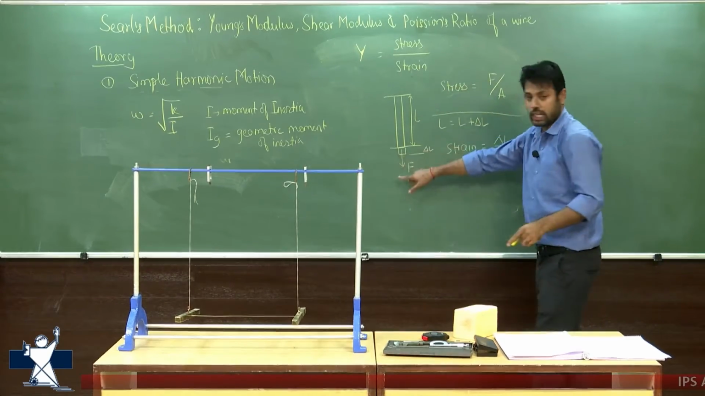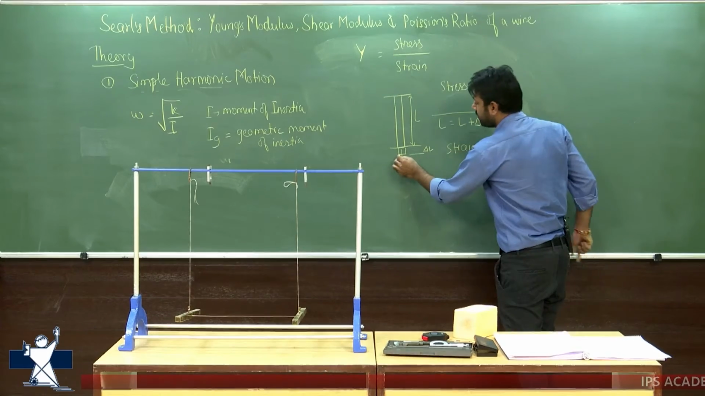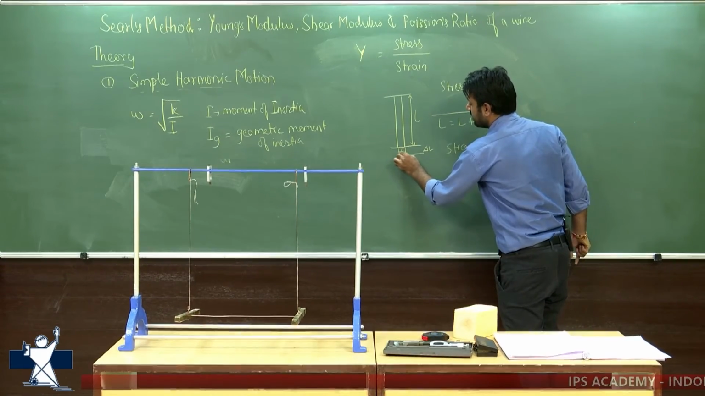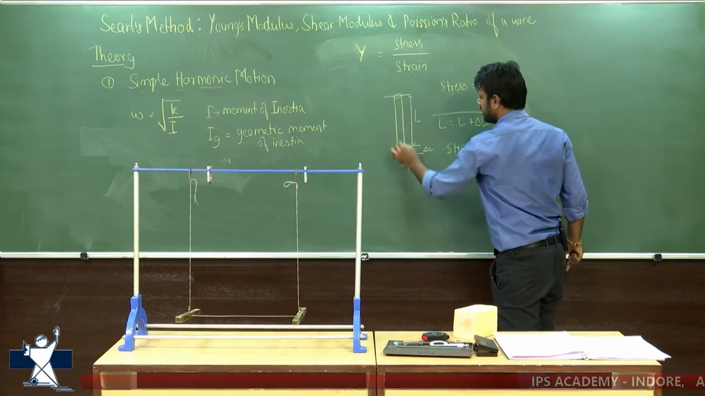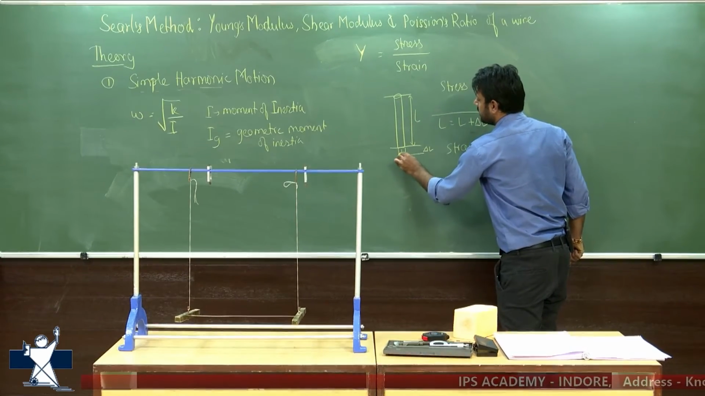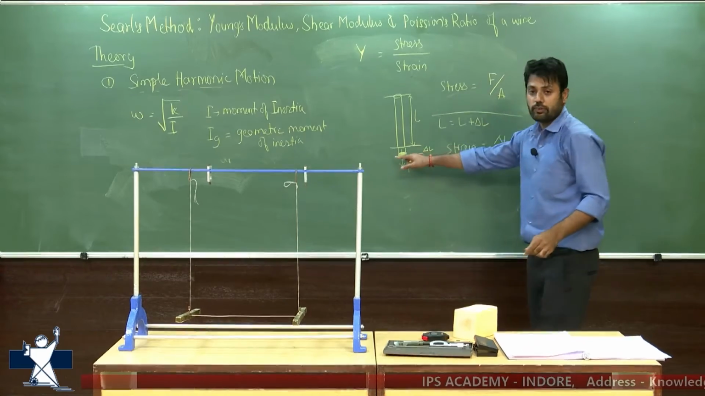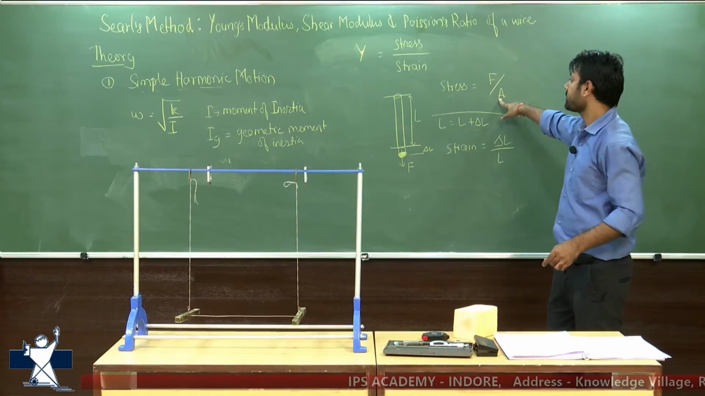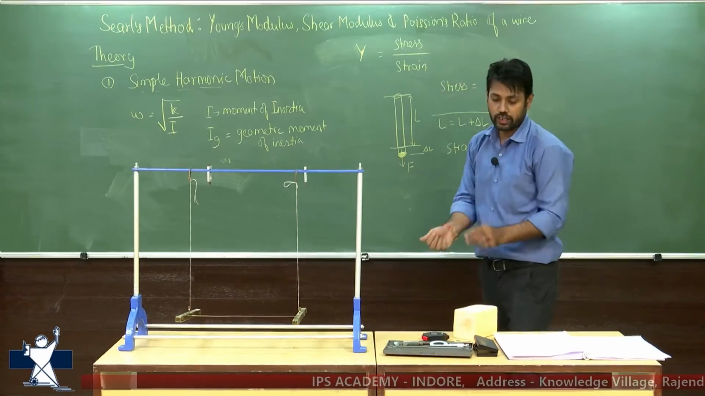So this force we are applying here is applied on this cross section. Let's say this is a cylinder, and this cross section is a circle, right? So on this area we are applying the force. So stress is equal to force per unit area. So that's how Young's modulus is defined.